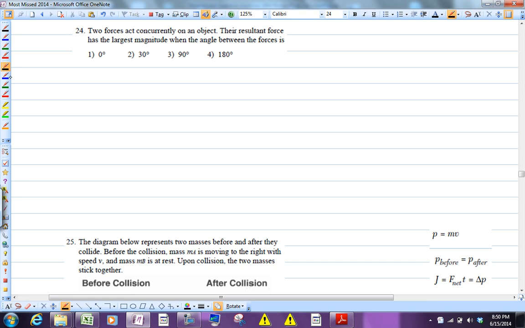24, again, same concept. Concurrently just means at the same time. You can basically ignore it. When the two vectors are 0 degrees apart, their magnitude will be the biggest. When it's 180, it will be the smallest. So read the question. They want to know when the largest magnitude is. That's when the angle in between them is 0 degrees.